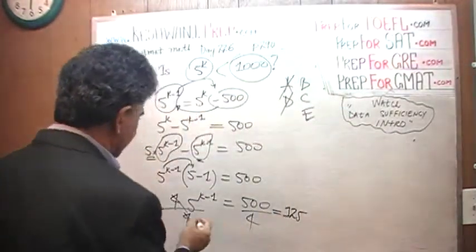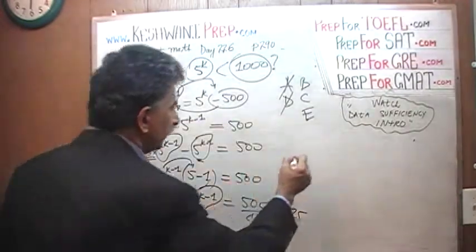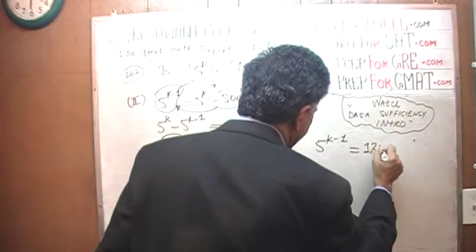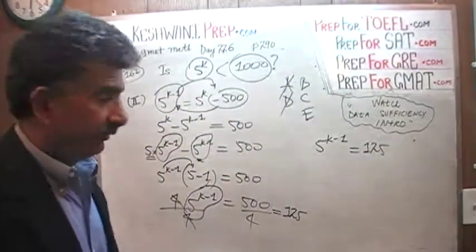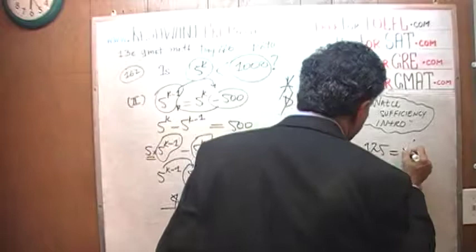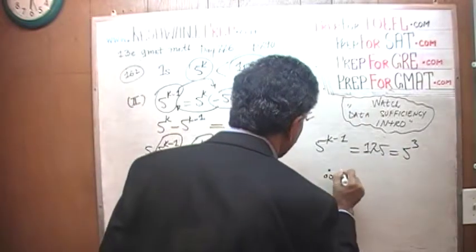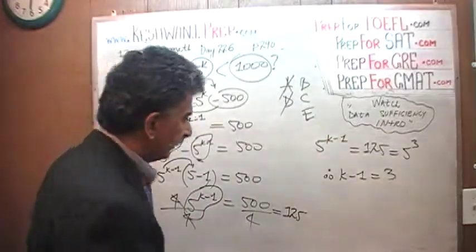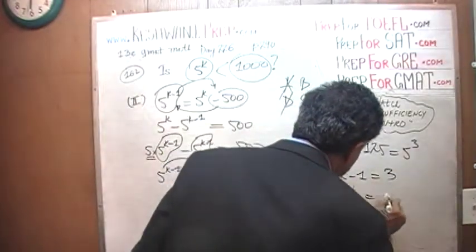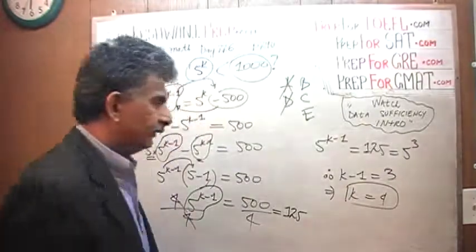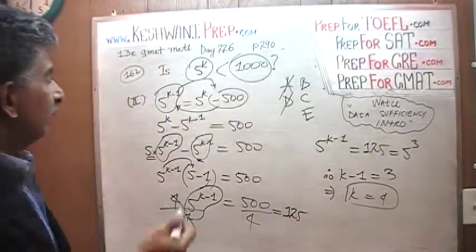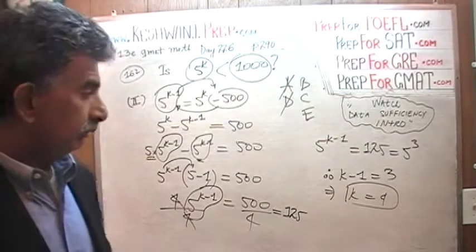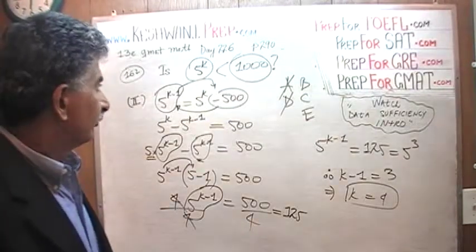So now we have to continue from here. 5 raised to k minus 1 we just found out is 125, but 125 is simply 5 raised to 3. Therefore k minus 1 must equal 3, and that in turn tells us that k must be 4. Now that we know a definitive value of k, we can answer that question in either affirmative or negative. That's all. So, is 5 raised to k less than 1000?